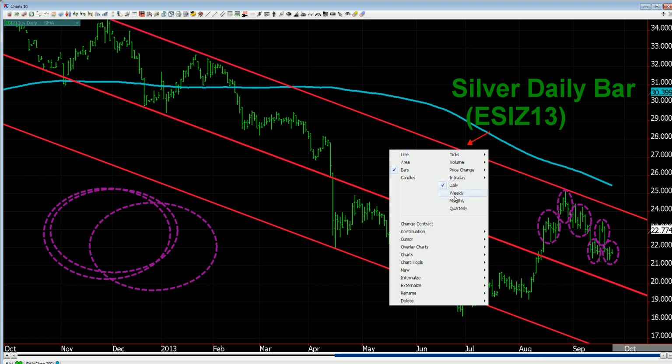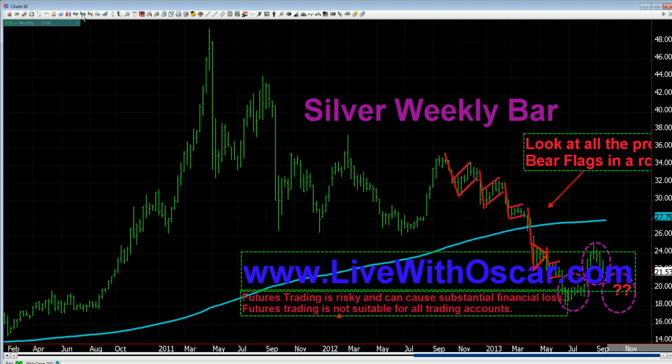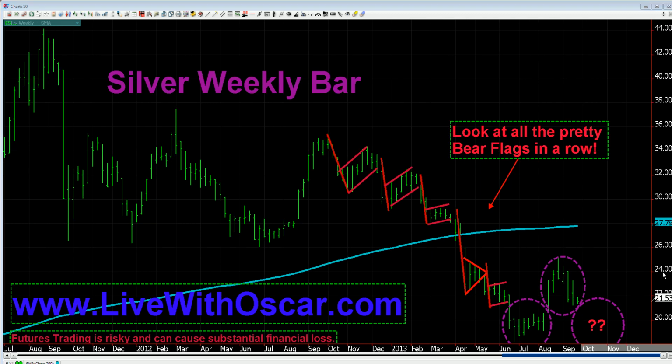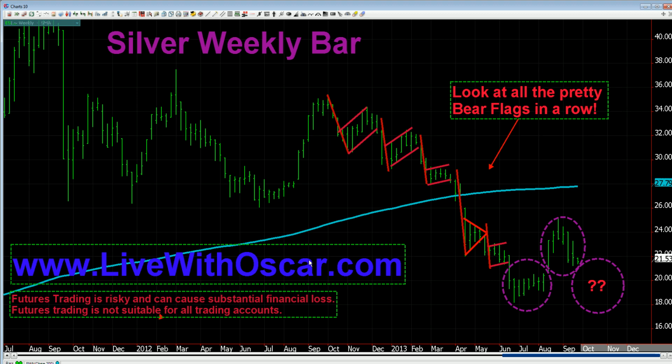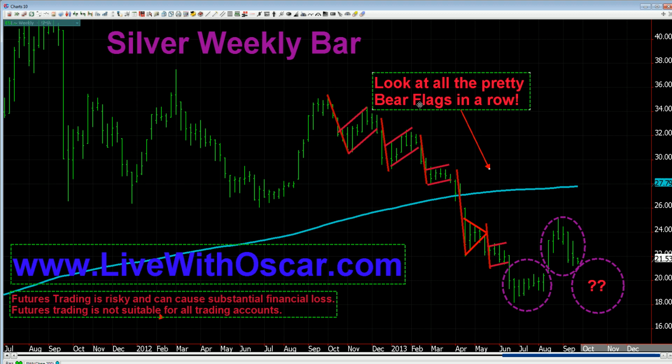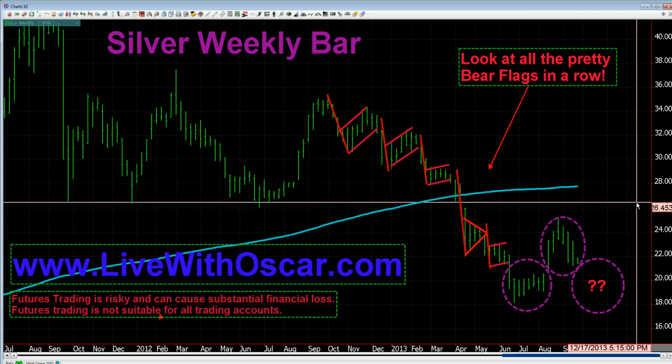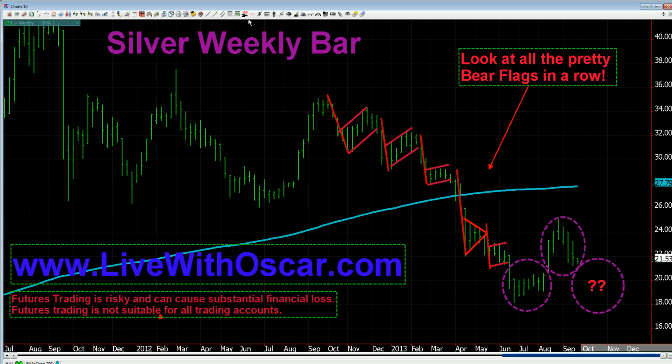Let's look at the weekly. Traders, silver on the weekly chart. Bear flag, drop. Bear flag, drop. Bear flag, drop. Bear flag, drop. Bear flag, drop. Look at all the pretty bear flags on the silver weekly. Now we've got this. Left shoulder formed. Head formed. Ready to drop into the right shoulder.